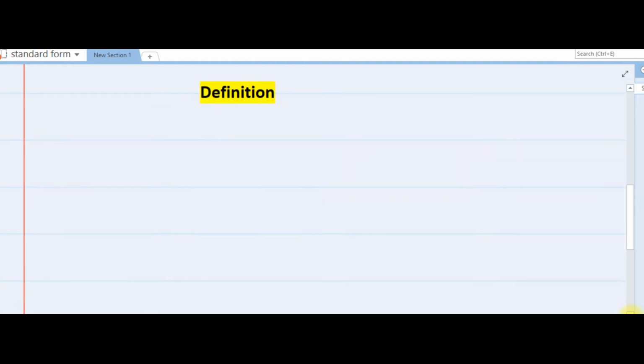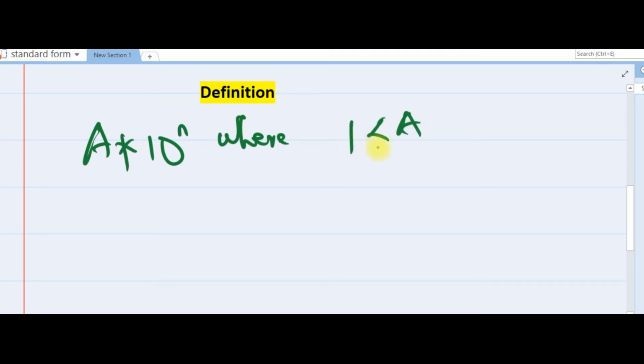Okay, definition. A number is in standard form if it's written in this form: a times 10 raised to power n, where a is a number from 1 to 9 point something. So a must be less than 10, but greater than or equal to 1, and n is an integer.